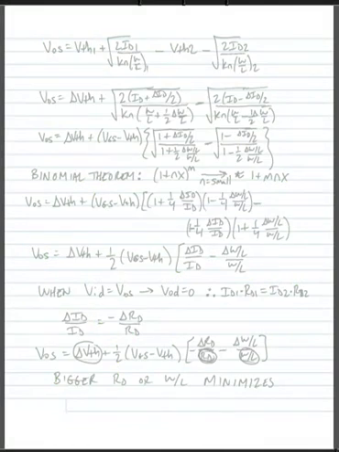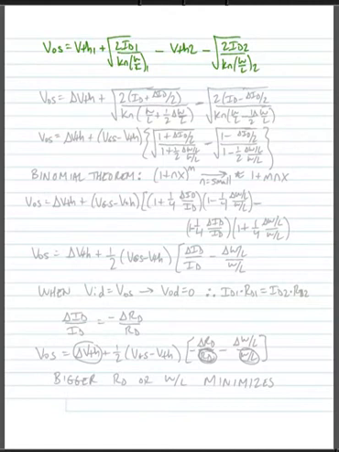Okay, continuing from where we left off, we're going to finish finding the offset voltage. So we had an expression: VOS is equal to VTH1 plus the square root of 2ID1 over Kn times W over L1, minus VTH2 minus the square root of 2ID2 divided by Kn times W over L2.